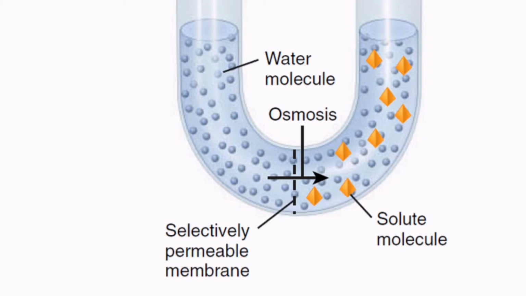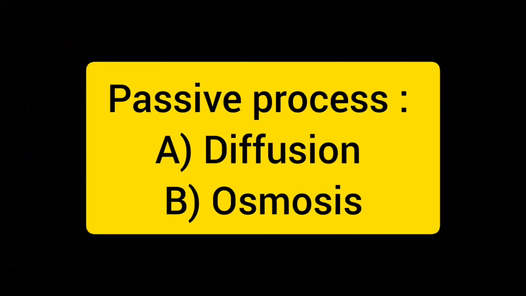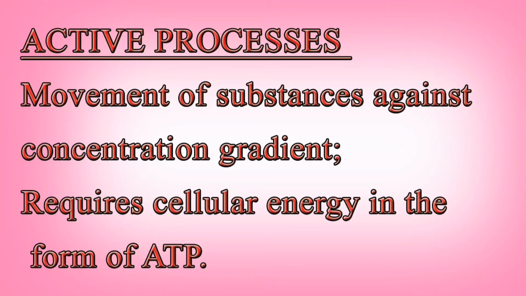In osmosis, movement occurs from higher water concentration to lower water concentration. That is, lower solute concentration to higher solute concentration. Those are passive processes. Next, active process. Active process means the movement of substance against a concentration gradient, that is, lower concentration to higher concentration, and thus it requires cellular energy in the form of ATP.